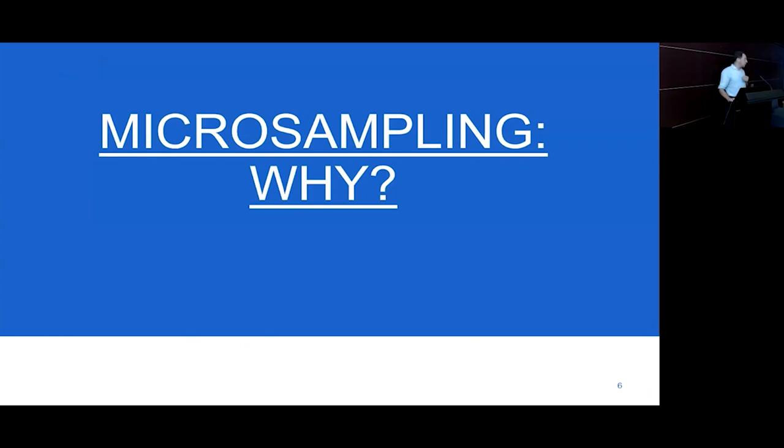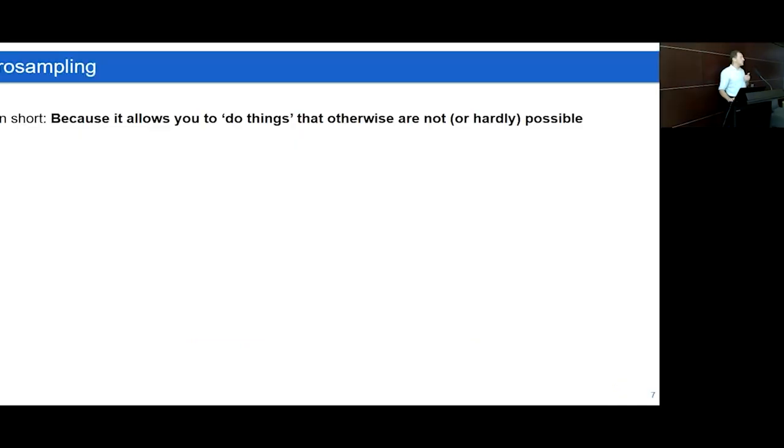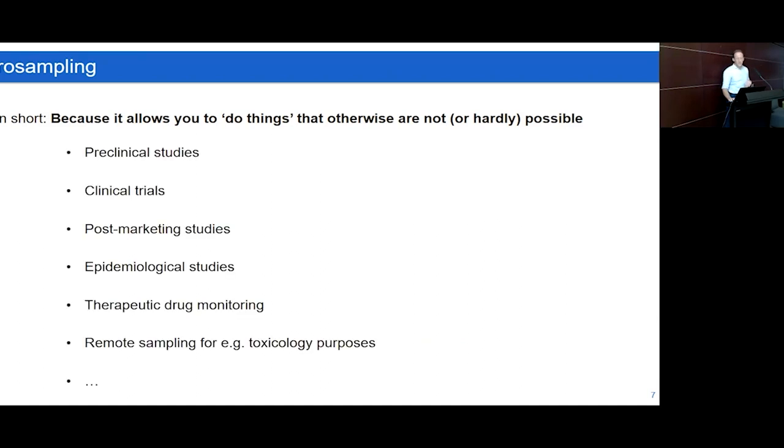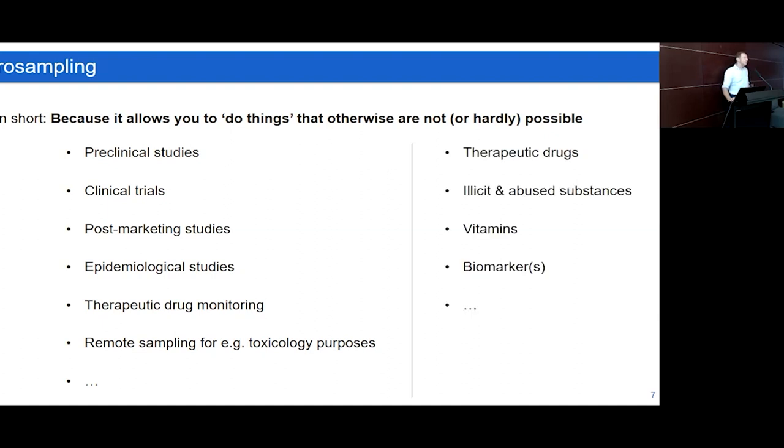So why would someone be interested in doing microsampling? It's actually quite simple because it allows you to do things that otherwise are not or would hardly be possible. Certainly setting up some studies, for instance, in the field of preclinical studies, clinical trials, post-marketing studies, epidemiological studies, therapeutic drug monitoring, remote sampling, for instance, for toxicology purposes, on-road sampling is possible. And this can be done for a wide variety of drugs. Think, for instance, about therapeutic drugs, illicit and abused substances.